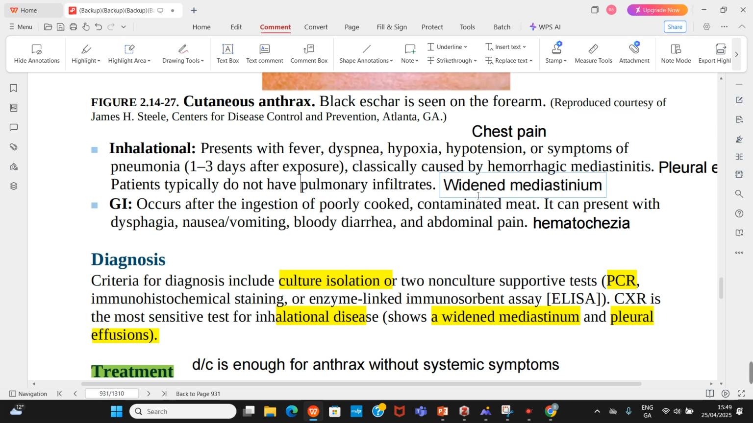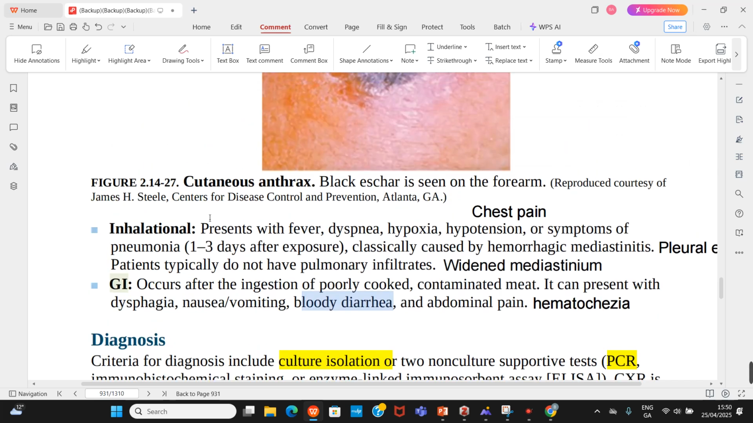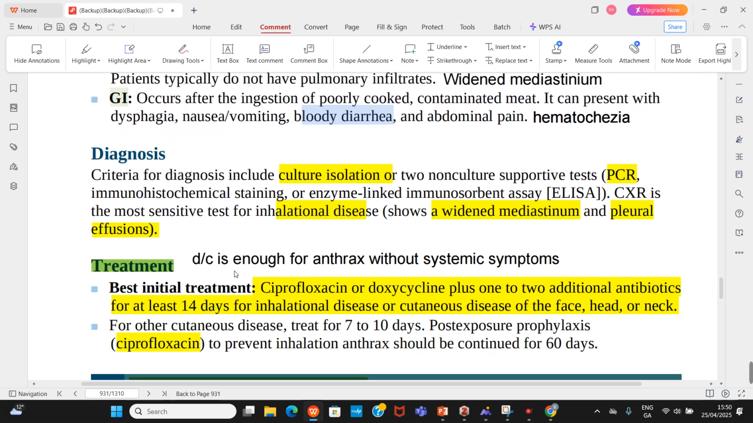So for the GI, once somebody ingests a spore, they are going to have bleeding from the GI. So abdominal pain, bloody diarrhea, nausea, vomiting, and even hematochezia, that's passing out bloody stool. So bloody stool, abdominal pain, dysphagia can be the features of GI anthrax. But the first two are the commonest ones, inhalational and the cutaneous.